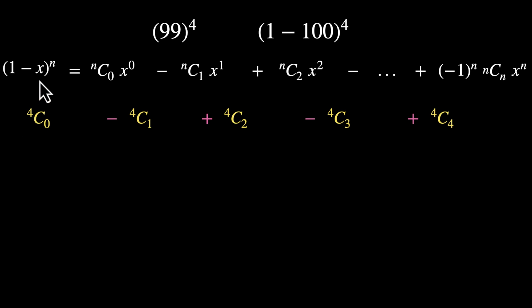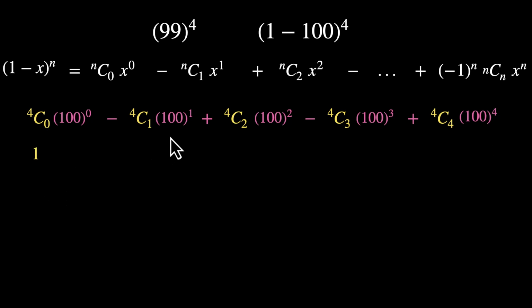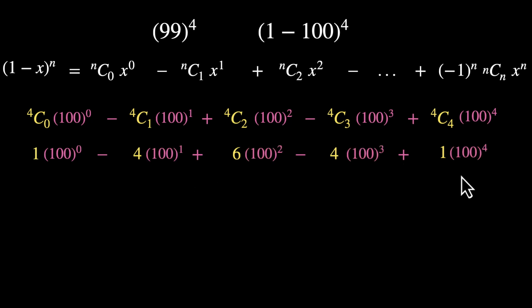Now the value of x here is 100, increasing powers of 100. This is 100 to the power 0, 100 to the power 1, power 2, power 3 and power 4. Now let's simplify. 4c0 is 1, 4c1 is 4, 4c2 is 6, 4c3 is 4 and 4c4 is 1. Alternate signs. Now powers of 100. 100 to the power 0, power 1, power 2, power 3 and then power 4. How do we do this? 3 terms are added, 2 terms are subtracted.